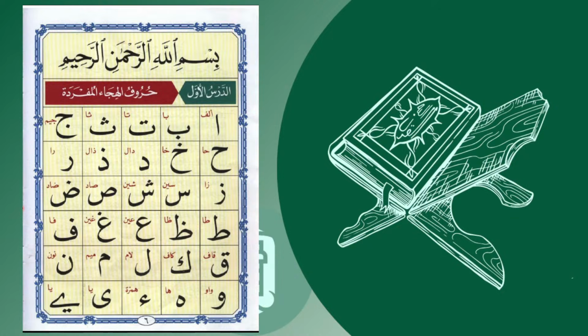Jim, jim, jim. Questions so far? Second line, first box. Ha, ha, ha. Second box, second line. Kha, kha, kha. Third box, second line. Dal, dal, dal. Fourth box, second line. Dal, dal, dal. Last box, second line. Ra, ra, ra.